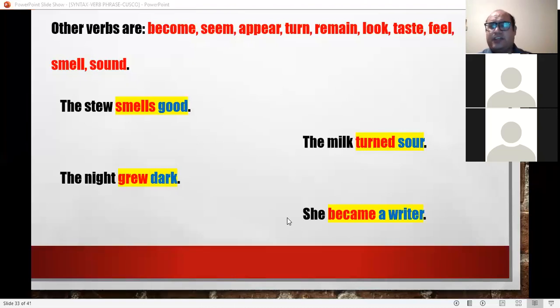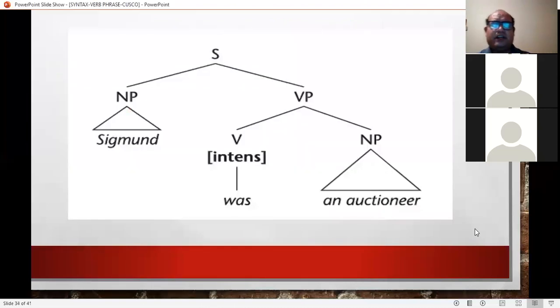All right, so here we have to pass to the next one. And here you have the diagram. The subject, here you have Sigmund, is the noun phrase. Then we have the verb phrase. Was is the intensive verb. And then the noun phrase, an auctioneer. Notice how we are going to decompose these sentences into the three parts of the diagram.